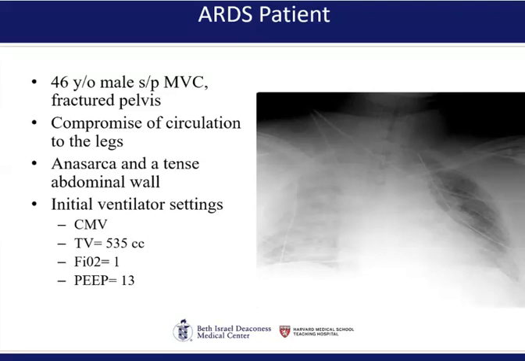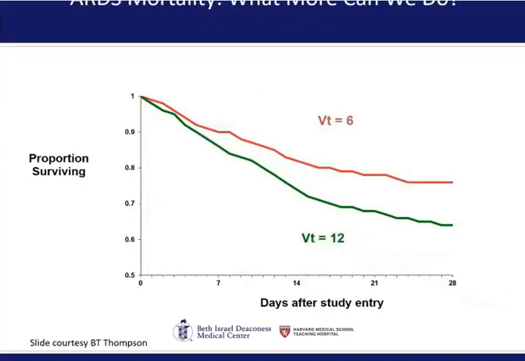This is a 46-year-old man who came to our ICU several years ago, massive trauma, compromise of the circulation to the legs, had a huge fluid resuscitation, so had essentially anasarca, a tense abdominal wall that had been packed. And we found this patient in the morning on controlled mechanical ventilation, a tidal volume of 535 cc's, an FiO2 of 1, and a PEEP of 13. So we asked ourselves, what can we do for this patient?